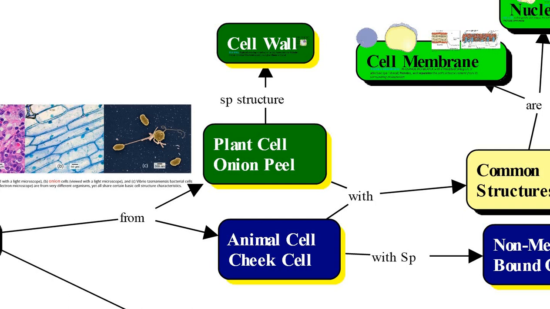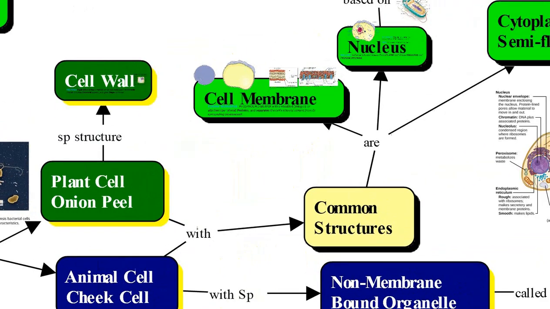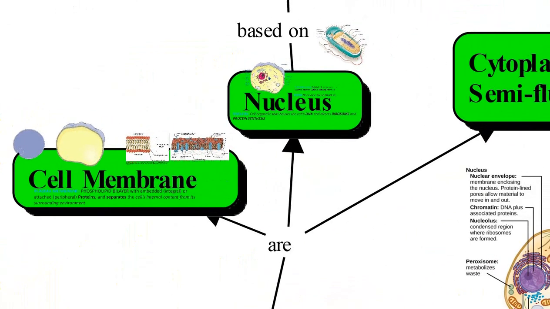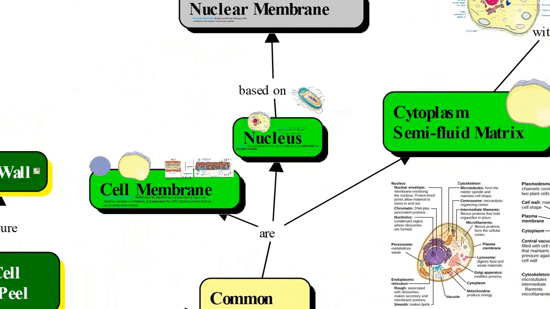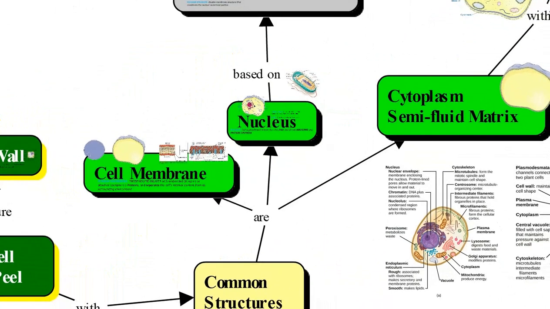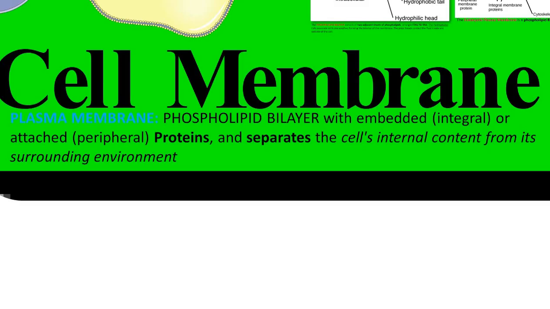In both the plant cell and the animal cell, the common structures include the cell membrane, the nucleus and the cytoplasm. So these are the common features present in both plant cells and animal cells. Coming to the cell membrane, otherwise known as the plasma membrane, this can be defined as a phospholipid bilayer with embedded, meaning integral, or attached, meaning peripheral, proteins, and it separates the cell's internal content from its surrounding environment.